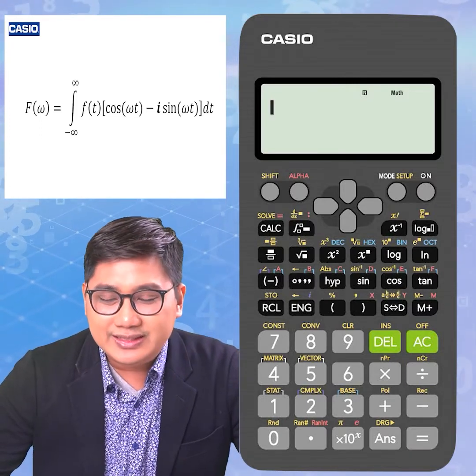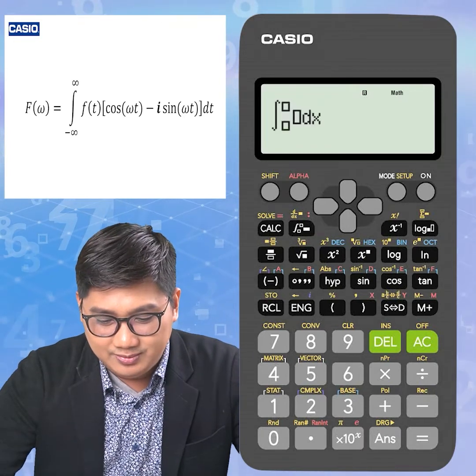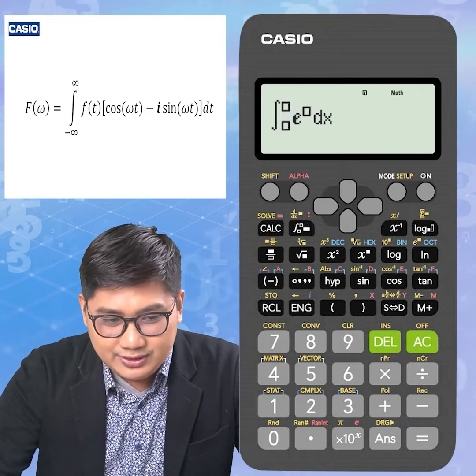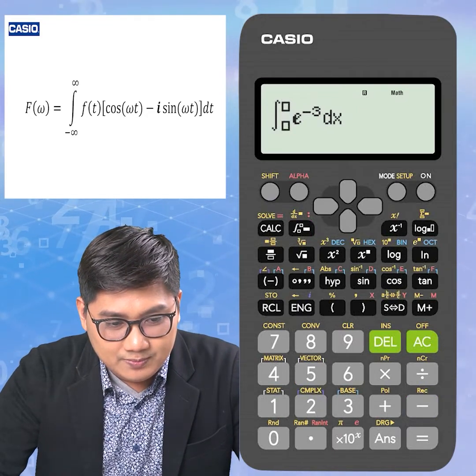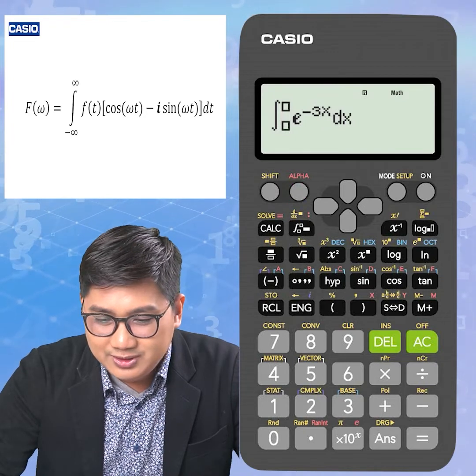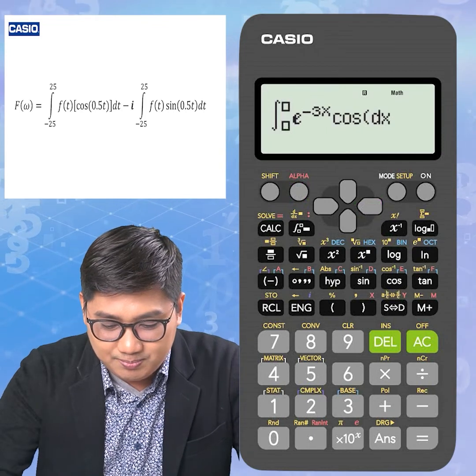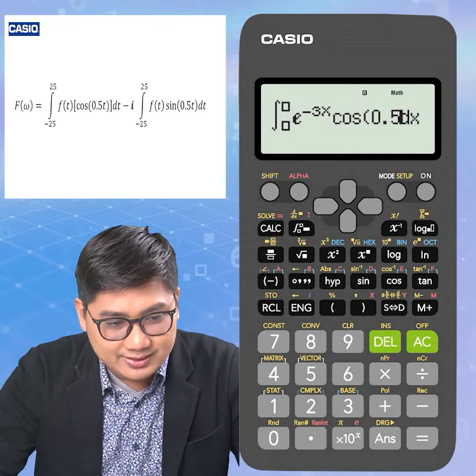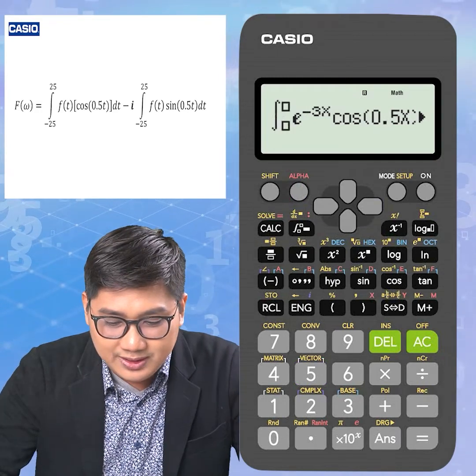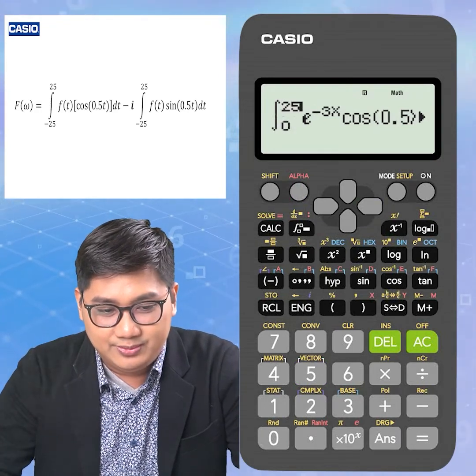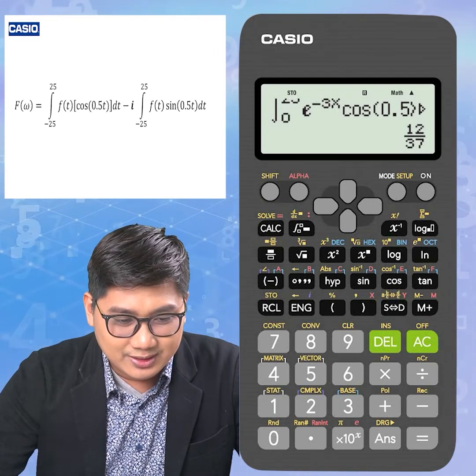In this calculator technique, we can set the following parameters. Integral of the function of time for the given, which is e raised to negative 3, the variable t will be replaced by x, times cosine of 0.5x, from the limits of 0 to 25. The calculator will evaluate this, and let's store this in a variable A.